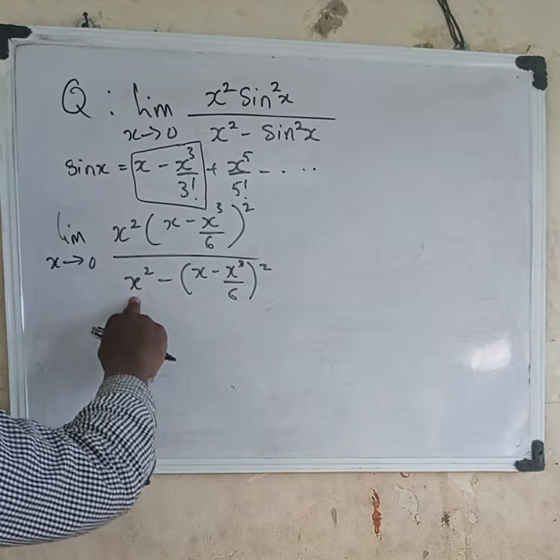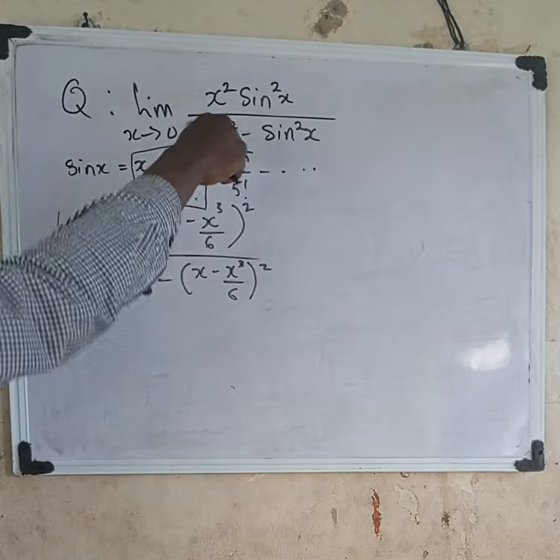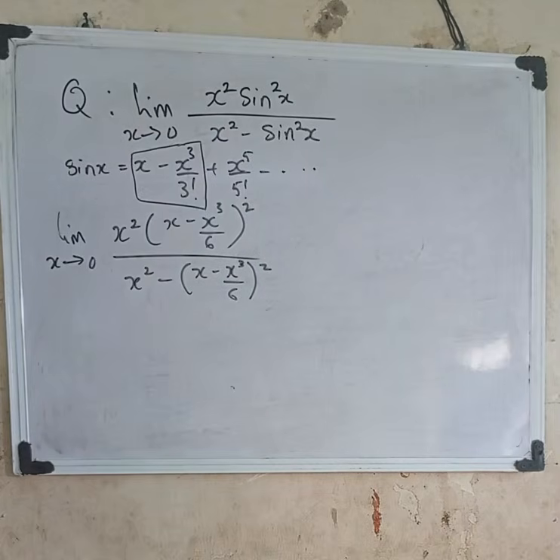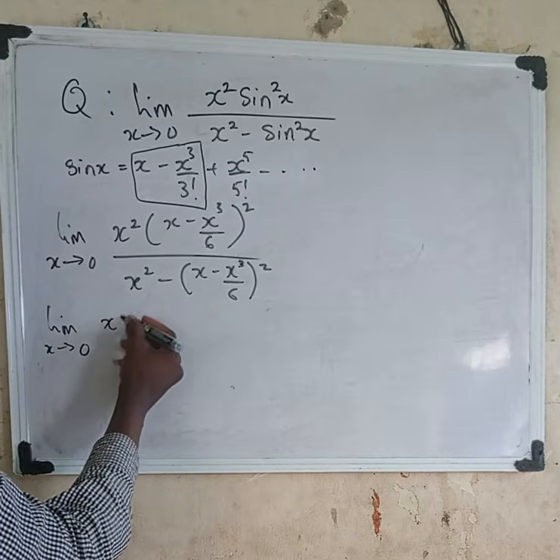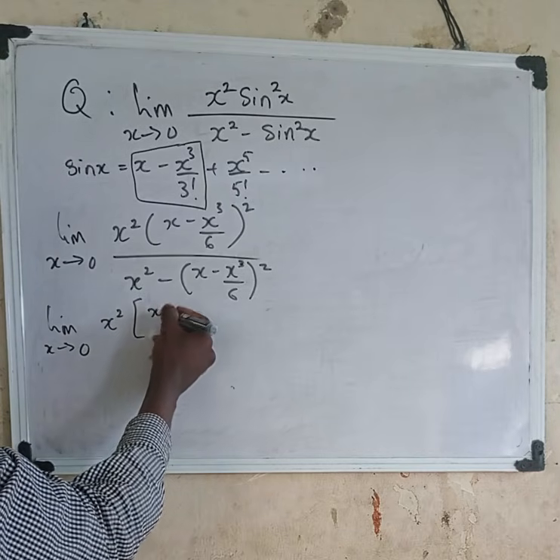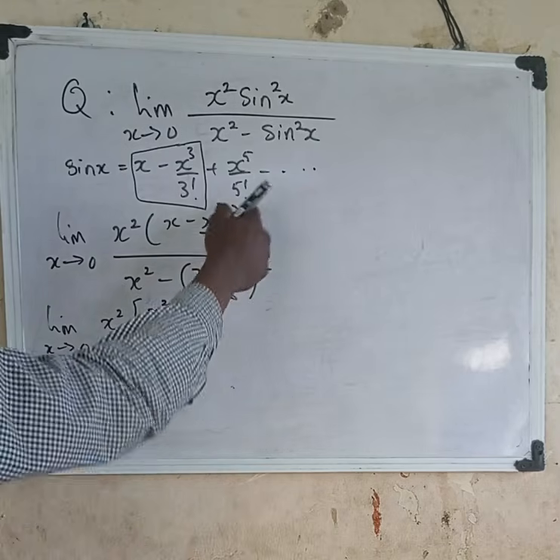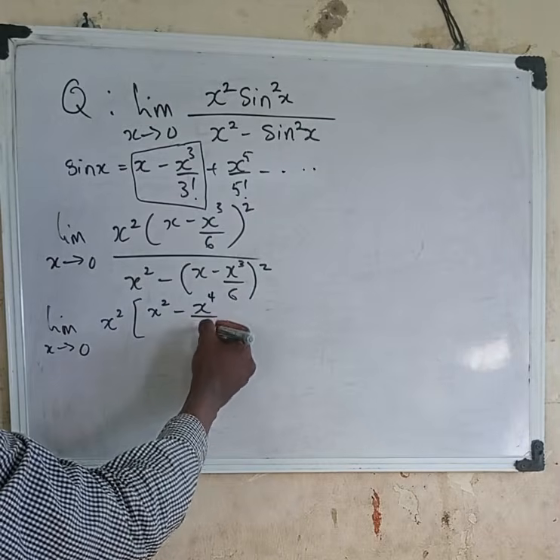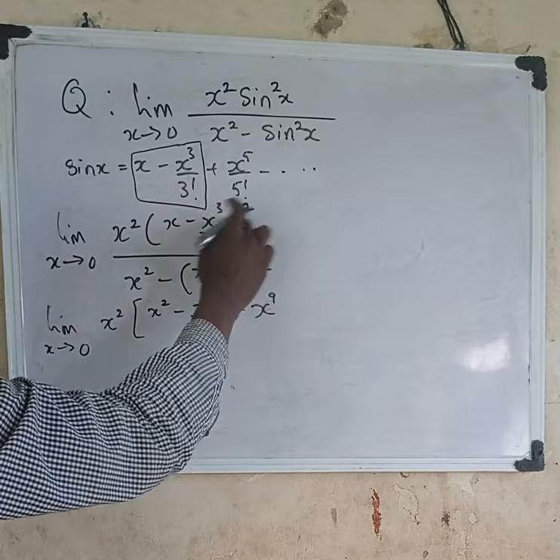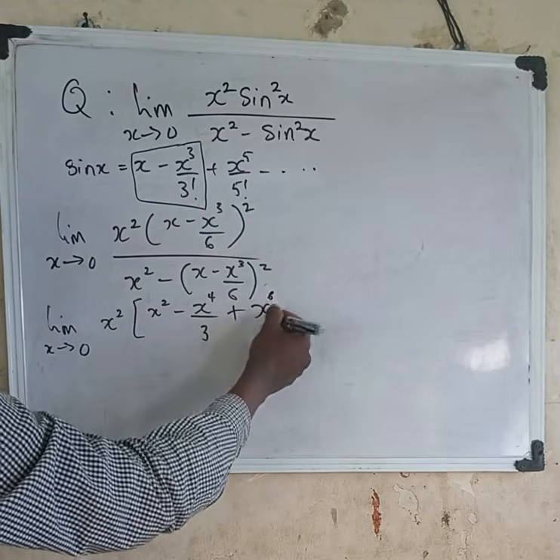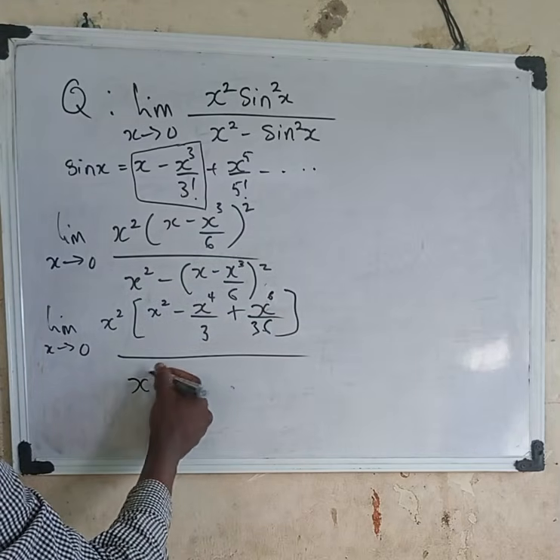Now notice that the highest degree in the denominator, before it was this x squared, the highest degree of x is to the power of 2. So let's open the bracket. We have the limit as x approaches 0 of x squared times, now opening the bracket, x squared minus this times this, that is x to the power of 4 divided by 6, then times 2, that's x to the power of 4 divided by 3, then raise this to the power of 2, that should be plus x to the power of 6 divided by 6 squared, that's 36.